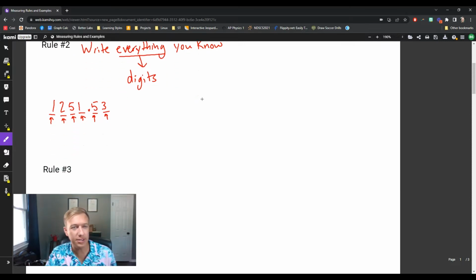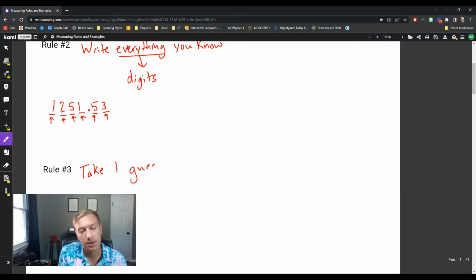Now, rule 3 changes that a little bit, where rule 3 comes in. It says that we are allowed to take one guess digit. So this guess digit comes in at the end of our number, or to the right.